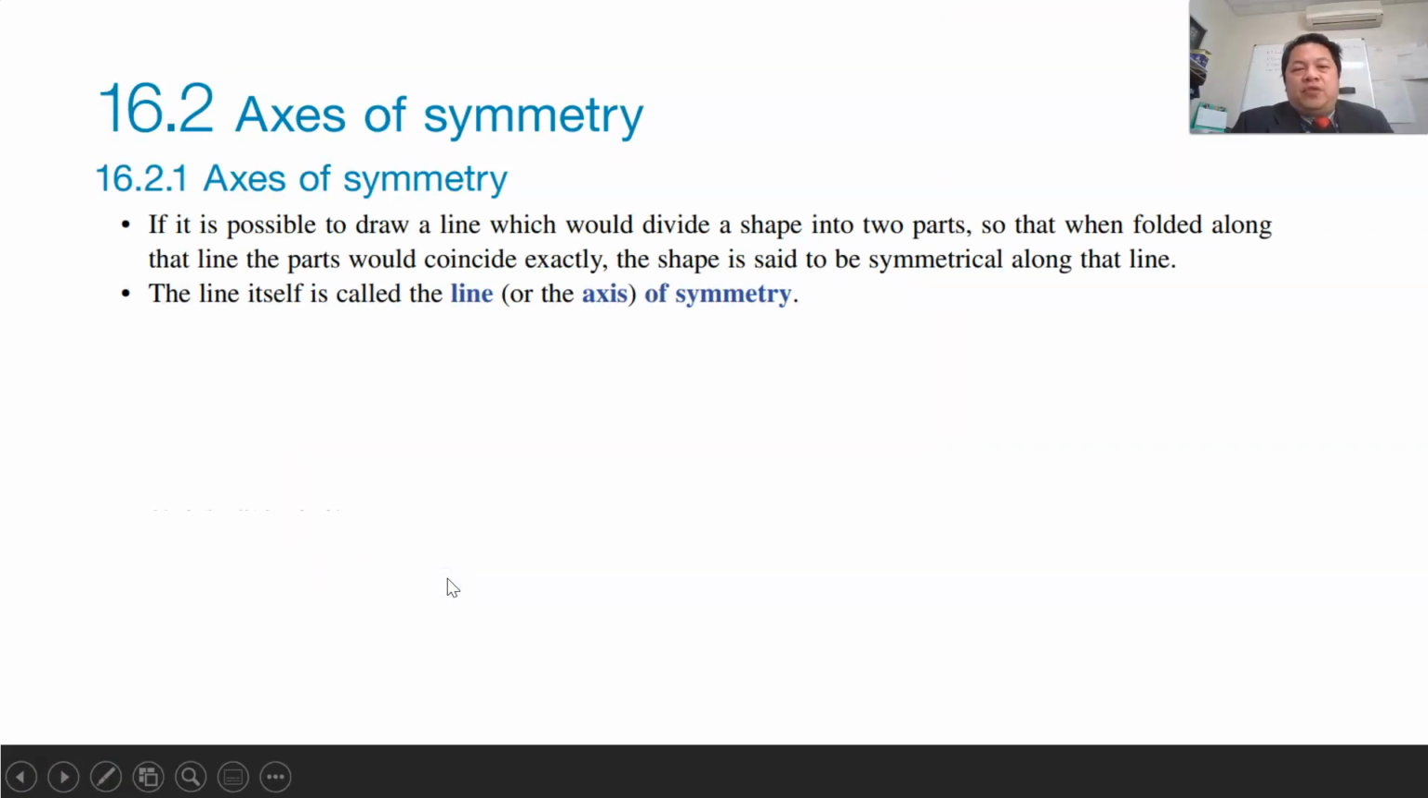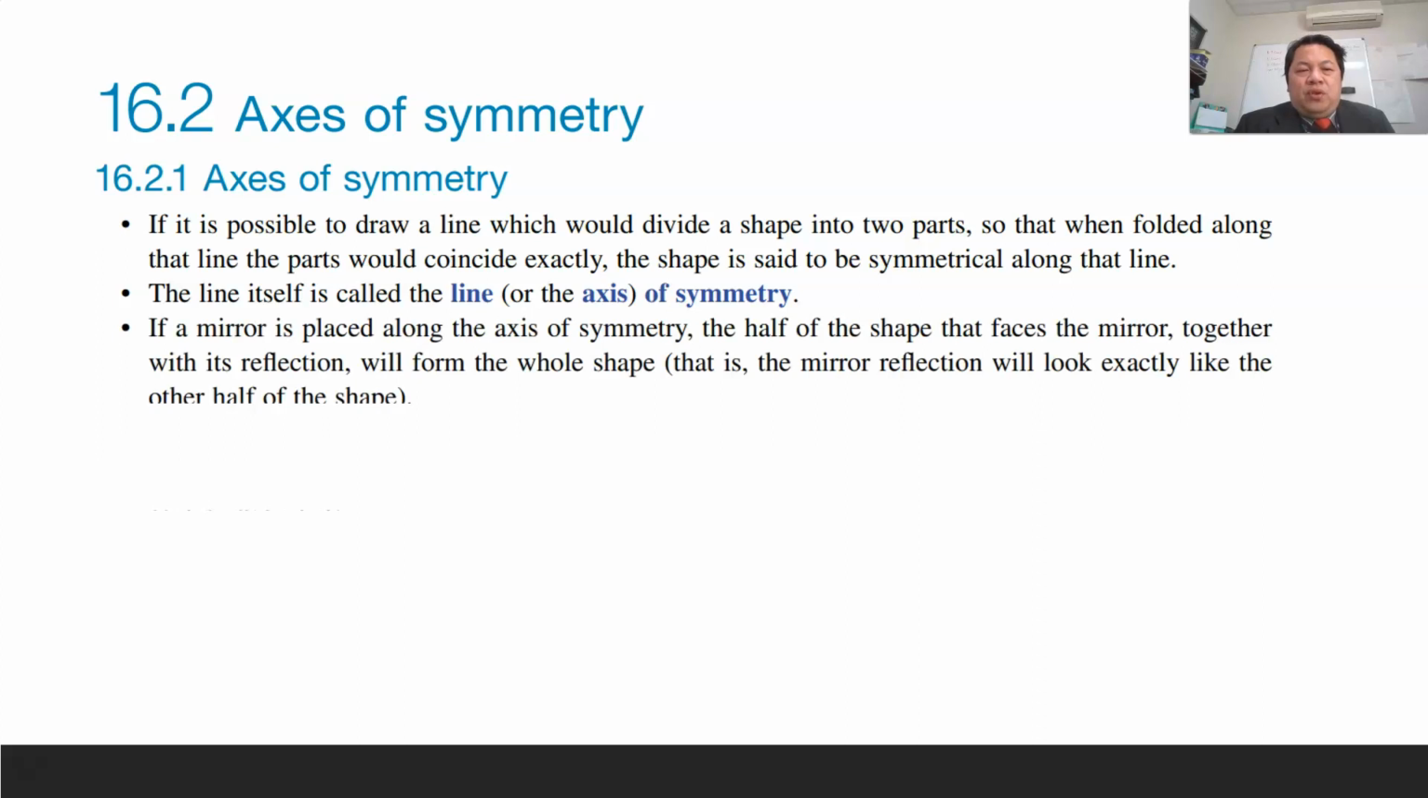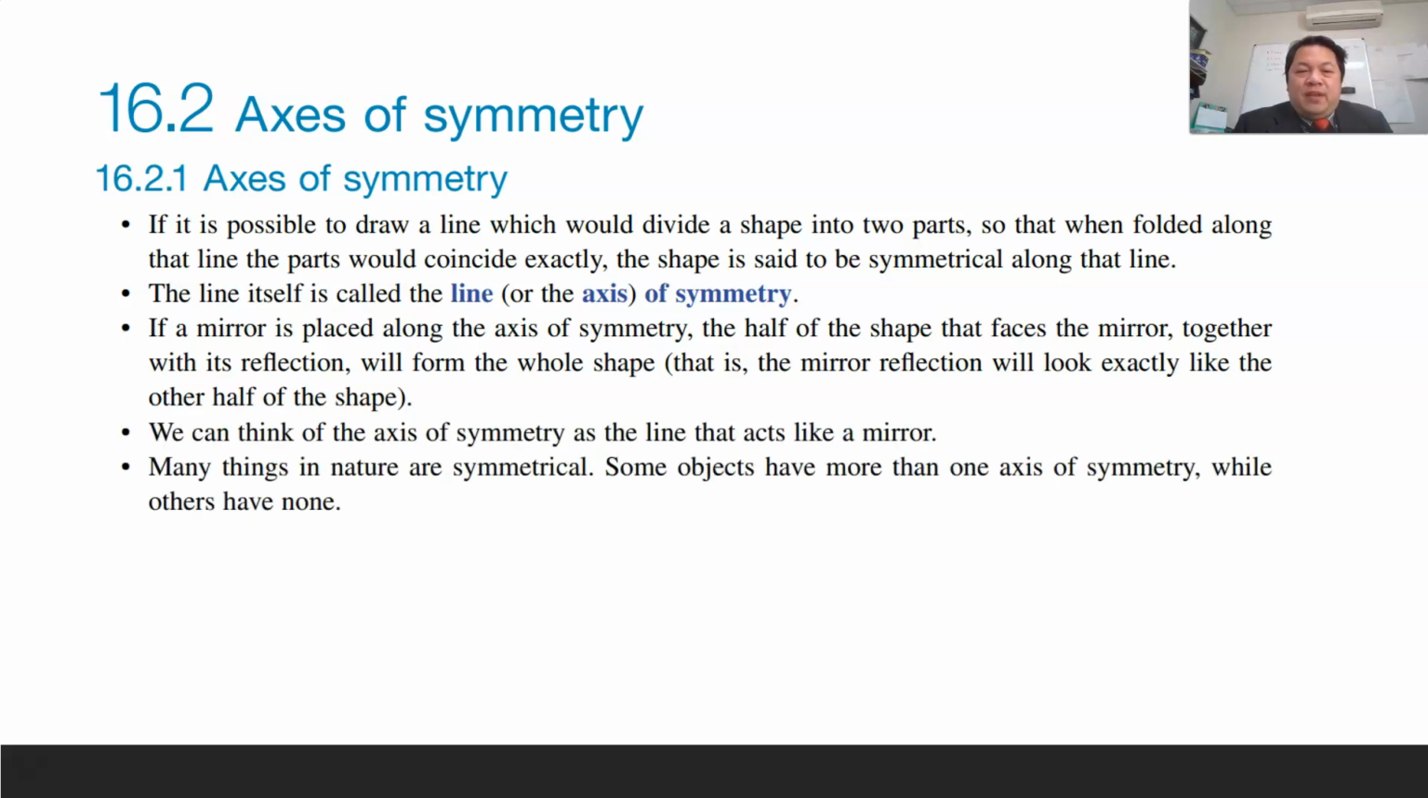Axis of symmetry is something similar to line of symmetry, just bear in mind. When you have a symmetrical figure, you can put the symmetrical line to show where the mirror line is, isn't it? The line itself is called the line of symmetry, or the axis of symmetry at times. If a mirror is placed along the axis of symmetry, the half of the shape that faces the mirror together with its reflection will form the whole shape. We can think of the axis of symmetry as the line of symmetry that acts like a mirror. Many things in nature are symmetrical. Some objects have more than one axis of symmetry, while others may have none.